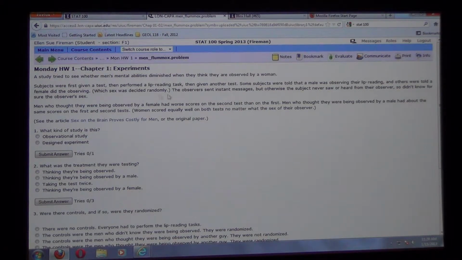Okay? So this is one where people were given a lip reading task, and they were told that either a male was observing them lip reading or a female was. And it was decided randomly. But otherwise, they knew somebody was out there, but they didn't see the male or female. And then it's kind of interesting. Men who thought they were observed by a female had worse scores. And men who thought they were being observed by a male had about the same scores. If you want to read the study, it's here.